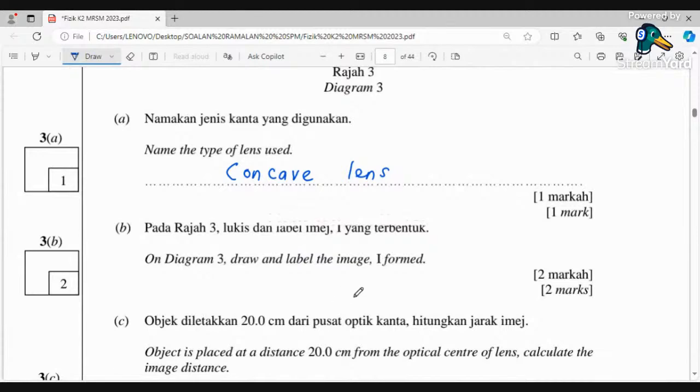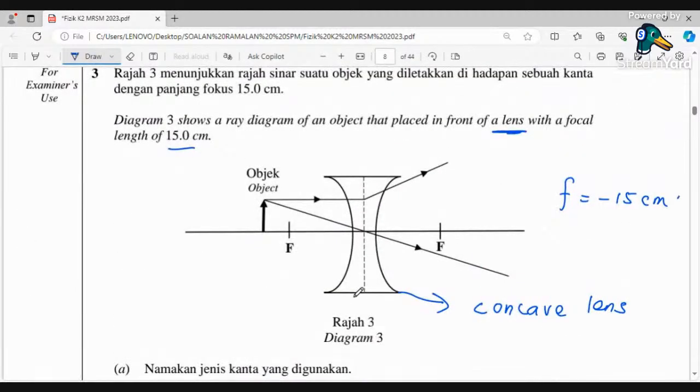Draw and label image I form. Okay, parallel light rays will be diverged from F. Okay, diverge, actually it comes like this. Diverge from F. Okay, pass through center, straight line. So you can see there's no chance of the two light rays meeting here, so no real image, because the real image is here.